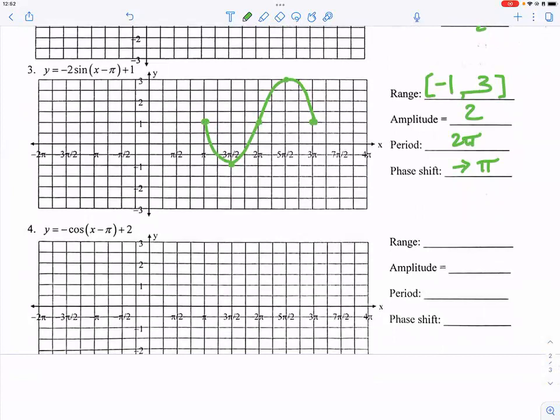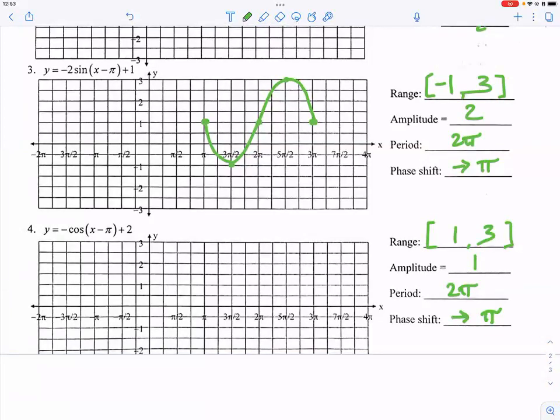And for question number 4, what is it called? It's a cosine function. The amplitude is 1, but it's being shifted to the right pi units again. Period, it's still 2 pi, and the range in this case, what's the range? The range is 1, 2, 3.